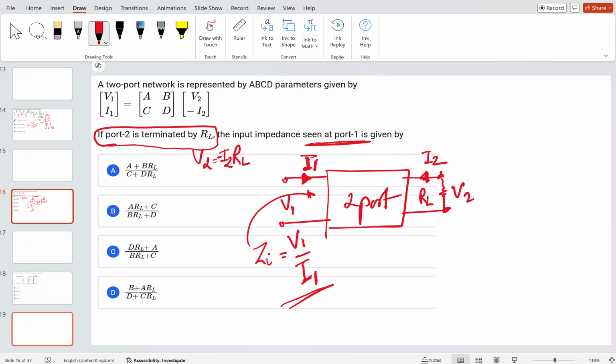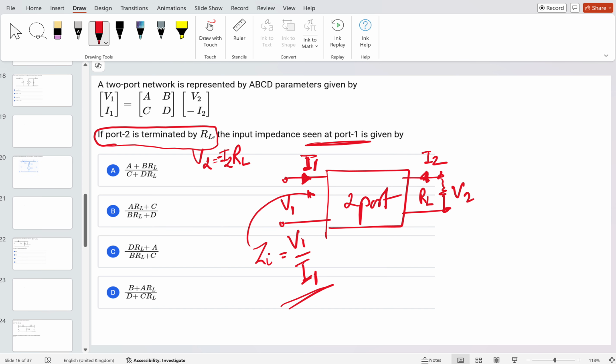If you face any difficulty, just let me know. Okay. I'm giving 3 minutes to go through this problem, and after that, I will solve it.